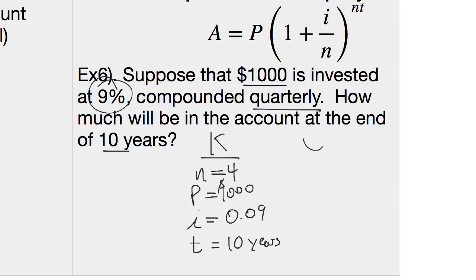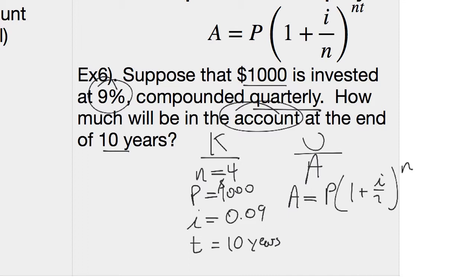And what's the unknown? What's the thing we're trying to find? It's how much money. Show me the money, people. How much money is going to be in your bank account? That's A. Substituting everything in, we get A is equal to, well, let's not substitute yet. Let's write out the formula. Getting ahead of yourself. Slow down, Bergman. Writing out the formula helps me memorize.